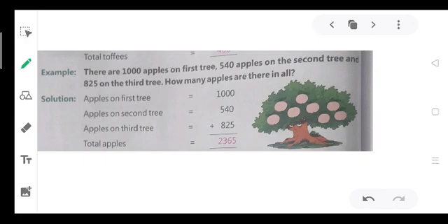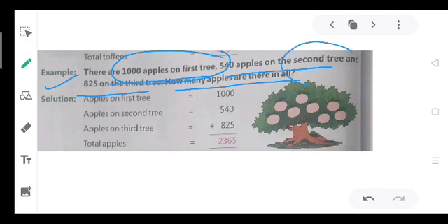One more example in front of you. There are 1000 apples on the first tree, 540 apples on the second tree, and 825 on the third tree. How many apples are there in all? It means one tree's apples are given, second tree's apples are given, third tree's apples are given, and we have to find out the total number of apples.